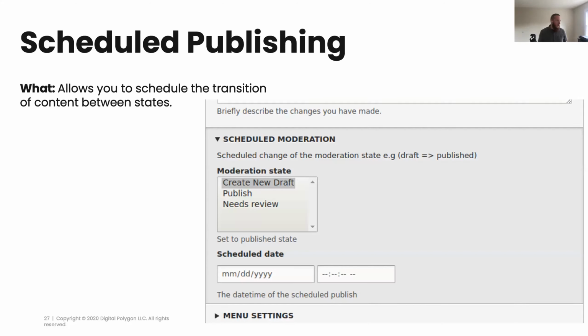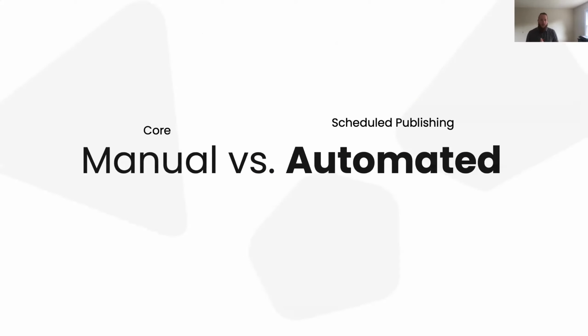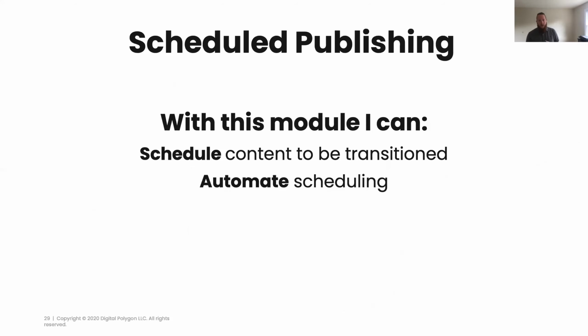Yeah, so scheduled publishing. This is a pretty straightforward module. I think if you use moderation, you might have seen this before. It allows you to schedule a transition for a piece of content from A to B. Whatever my workflow is, whatever states are there, I can schedule that transition. It enables really manual or automated publishing of content or transitions of content, as opposed to core, which just provides the framework to do it manually. And why this is important: we can schedule content to a transition, so I don't have to get up at midnight for my press release.